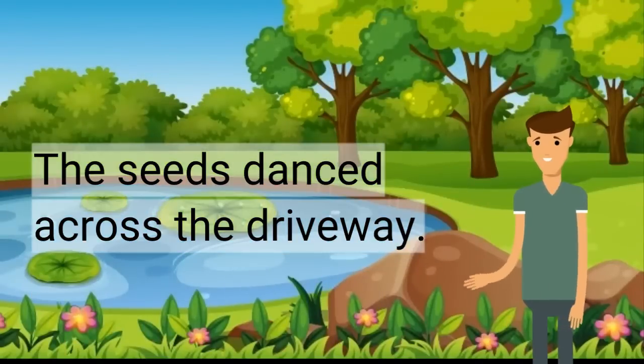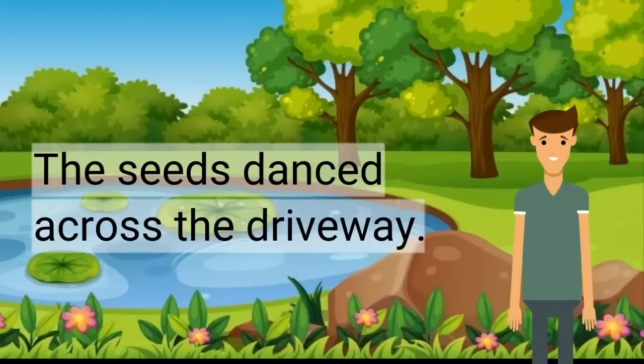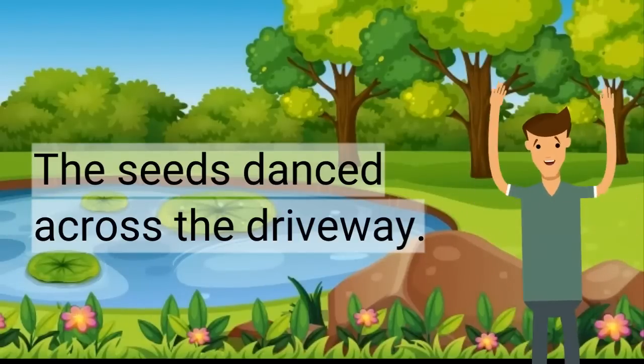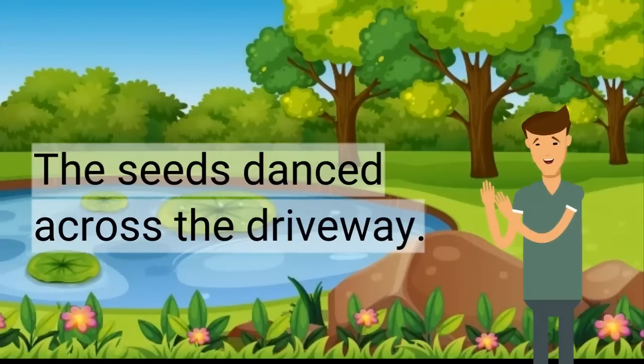Read this sentence. How is this sentence a type of personification? People dance. The seeds are shown to be dancing like people. The wind must be blowing fast if the seeds are dancing across the driveway.